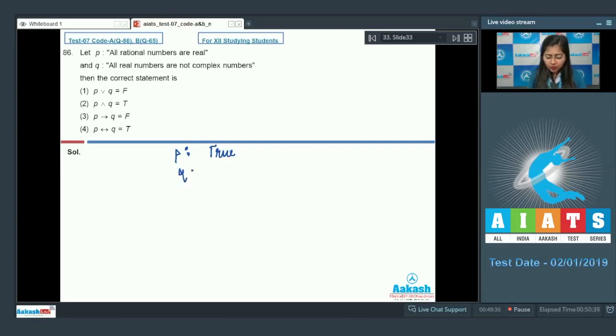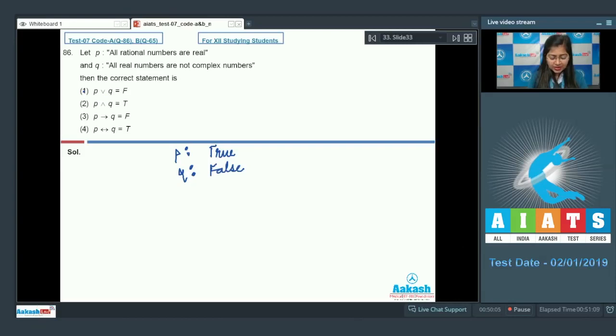Now let us talk about statement Q, which says that all real numbers are not complex numbers. Now the statement is false because all real numbers are complex numbers. So statement Q is false. Now let us go option by option.